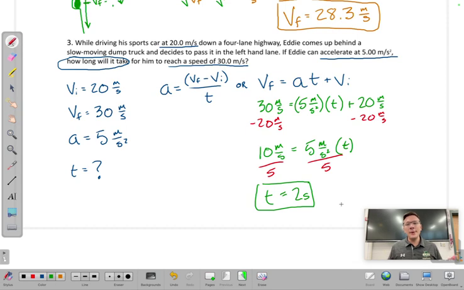That should hopefully make sense. You probably could have figured this one out without even going through the work here, but obviously we're going to practice. If something is accelerating at 5 meters per second squared and it increases its velocity by 10 meters per second, it would take it 2 seconds to do that: 20 to 25 during the first second, and then 25 to 30 in the second second.